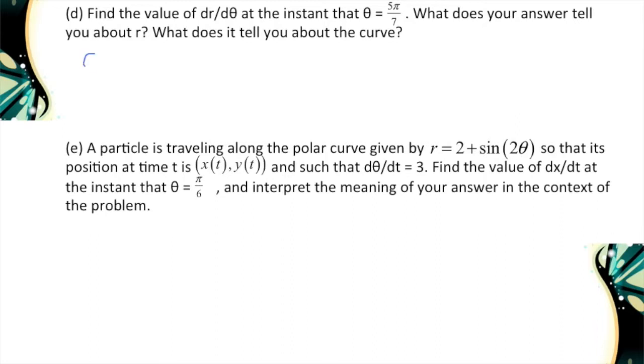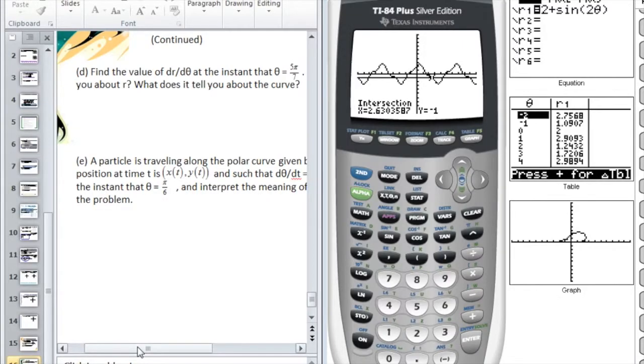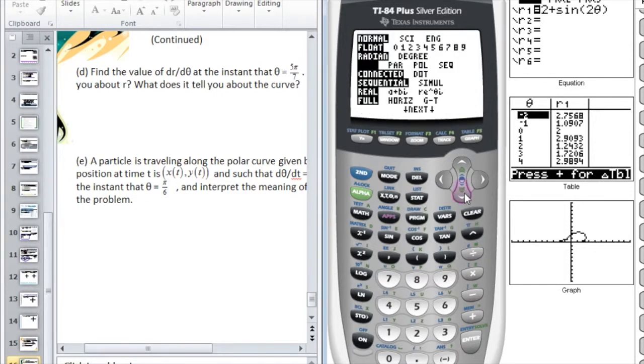We're going to find dr d theta at 5 pi over 7. I'm going to let my calculator calculate my derivative. That's what I'm going to do. It's one of the few things that it'll actually do in polar form in the graphing part. You could do it on a blank screen also. I already have the equation input into the polar, so I'm just going to go back to polar and let the calculator find my derivative for me.